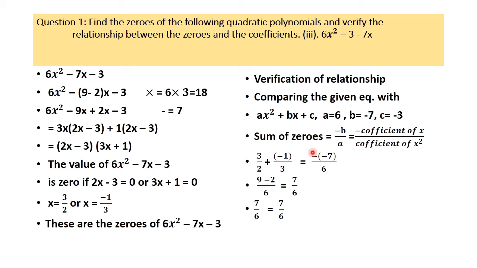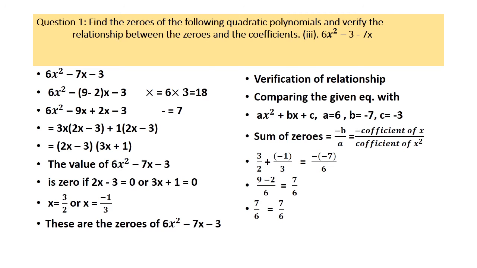This is the left hand side. Right hand side is −b upon a. b is −7, a is 6, so this is 7 upon 6. Now left hand side is equal to right hand side. So this is the verification's first part.